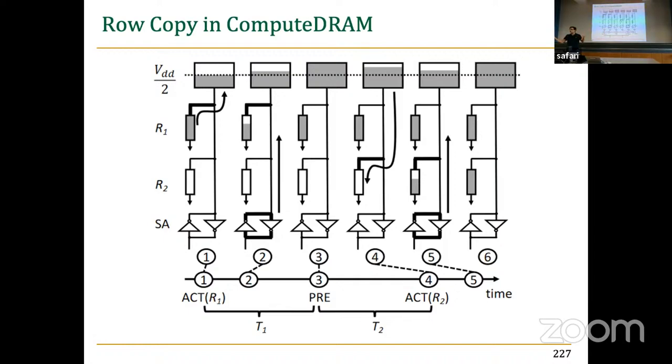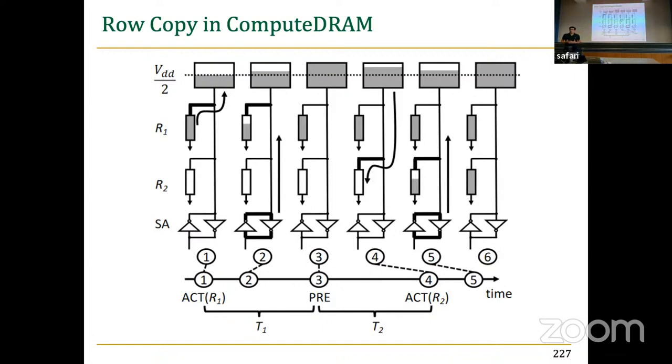That's what you do with the pre-charge operation. So RowClone proposes three commands: activate, activate, and pre-charge. The problem in real DRAM chips is that you cannot issue two activates back to back. You need to always have a pre-charge in between two activates. So you cannot activate two rows without pre-charging the first row that you activated.